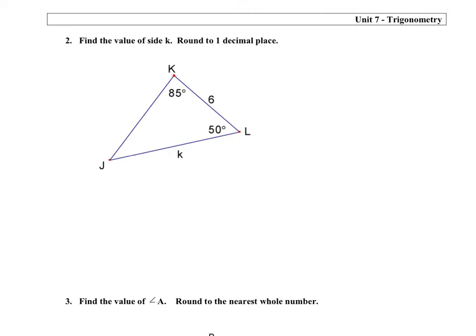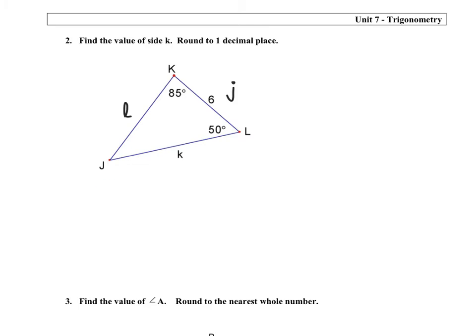Okay, let's try another one. So I'm going to start off by labeling. Across from angle K is little k, which is already labeled for us because that's what we're looking for. Across from angle L is little l, but that's not given to us. And across from angle J is little j. Now looking here, my k's don't have a full pair, my l's don't have a full pair, or my j's don't have a full pair.